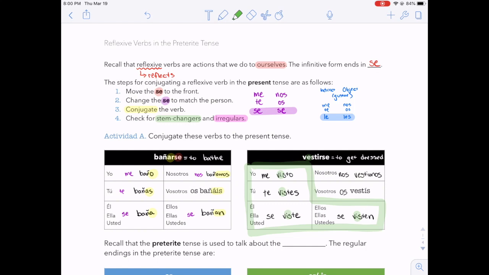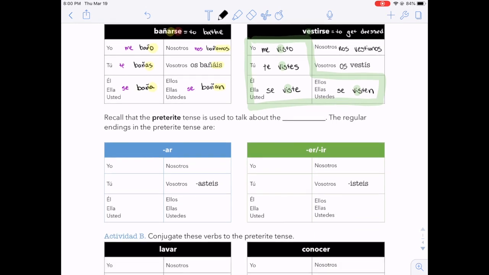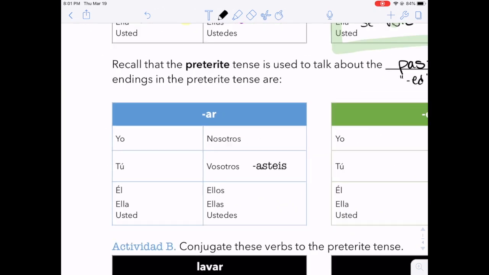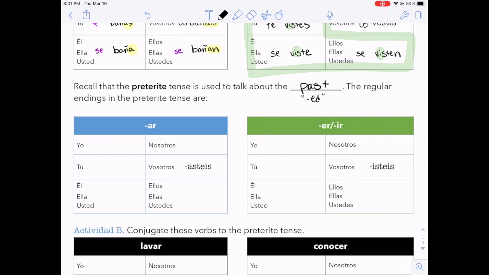Now we're going to look at the preterite tense. Before we conjugate reflexive verbs in the preterite tense, though, we are going to remind ourselves what we're talking about, and we'll review our regular endings. So the preterite tense is just a fancy way to say we're talking about the past tense. In the past tense, those are like your ED endings in English, like I walked, you listened, we watched, that kind of thing. Go ahead and hit pause, fill in your AR, ER, IR endings, and we'll see how well you did.